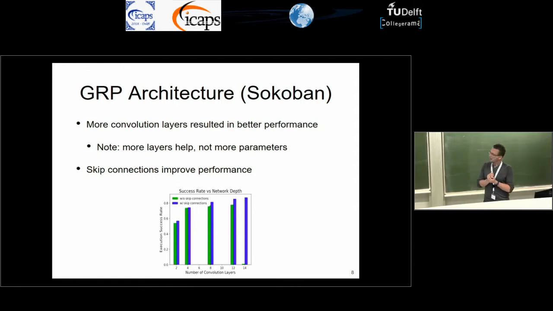Empirically, we evaluated the depth, and more convolutional layers resulted in better performance. That makes sense because depth corresponds to the amount of computation that could be done. Note that it was the depth that improved performance and not necessarily the number of parameters, because when we evaluated networks with the same number of parameters but shallow, they performed strictly worse. Performance flattened out at 14 layers, probably because the deeper a network gets, the harder it is to train. We also evaluated the performance of skip connections. The green bar is without skip connections. The blue bar is success rate with skip connections, and you can see there is a significant difference.